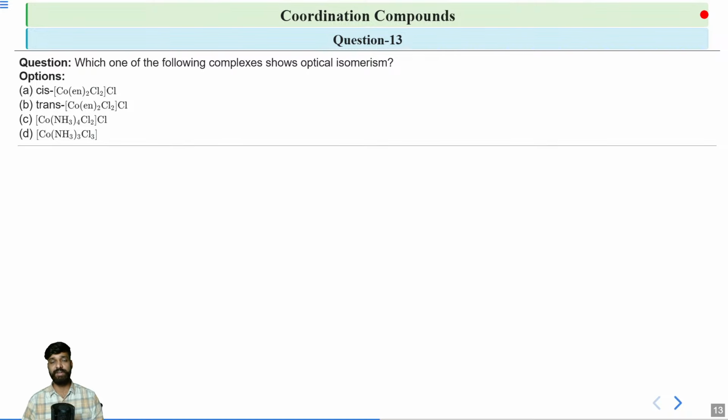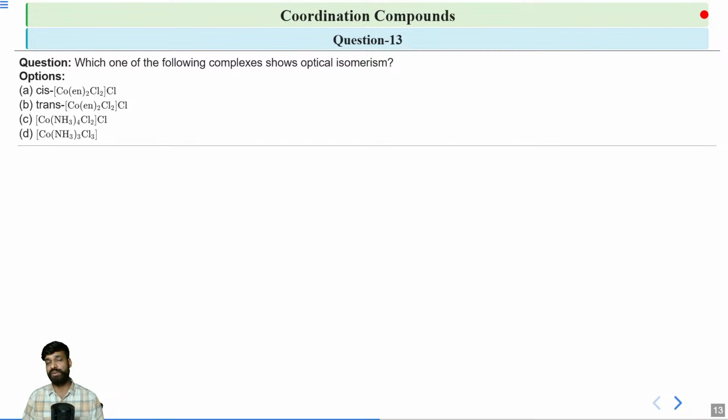So for this, you have to first of all draw the shape, and then you have to find the plane of symmetry. If you are getting a plane of symmetry, it will not show optical isomerism. If it is not showing a plane of symmetry, then it will show optical isomerism. So just try it by yourself and see whether your given complex is optical or not out of the 4 options. So your time starts now. I am giving you 2 minutes to solve it.